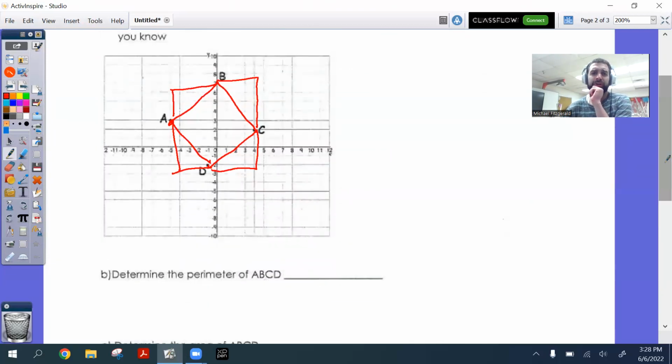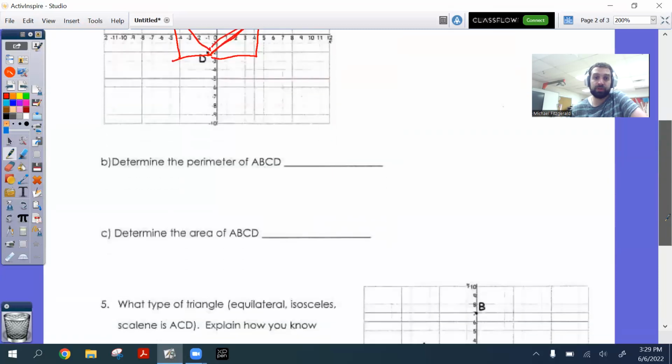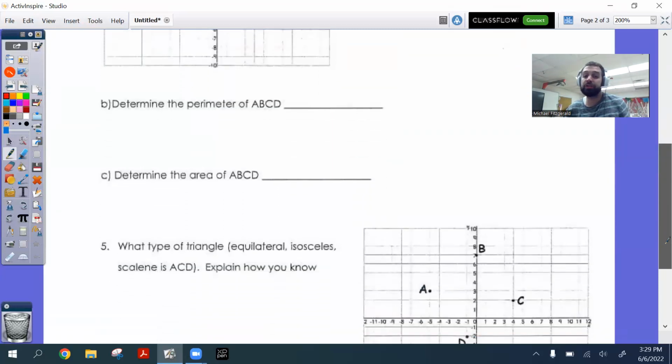So the perimeter is simple. Using the Pythagorean theorem, we'll find all four of these sides, right? Just add those four up. For the area, there are two different ways we can do that. We can either find the area of this entire region and subtract out the area of these triangles. But once we found out this is a square, can't we just multiply the length of this side times the length of that side? Of course we could. That is for a square. For other ones, you couldn't do that.